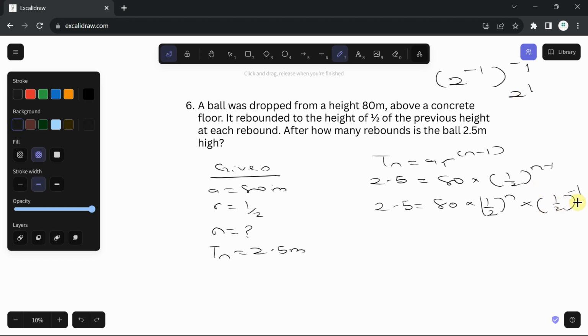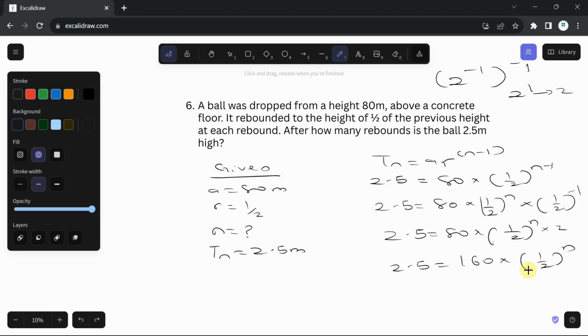Or you can look at it as saying anytime you have a minus, it's like taking the inverse. So if I carry this 2 up and bring this 1 down, I'll be left with 2. So 2 raised to the power of 1 is the same thing as 2, and 1 over 2 raised to the power of minus 1 is the same thing as 2. So if I do that, 2.5 is equal to 80 times 1 over 2 raised to the power of n times 2. 2 times 80 is 160. So 2.5 is equal to 160 times half raised to the power of n.